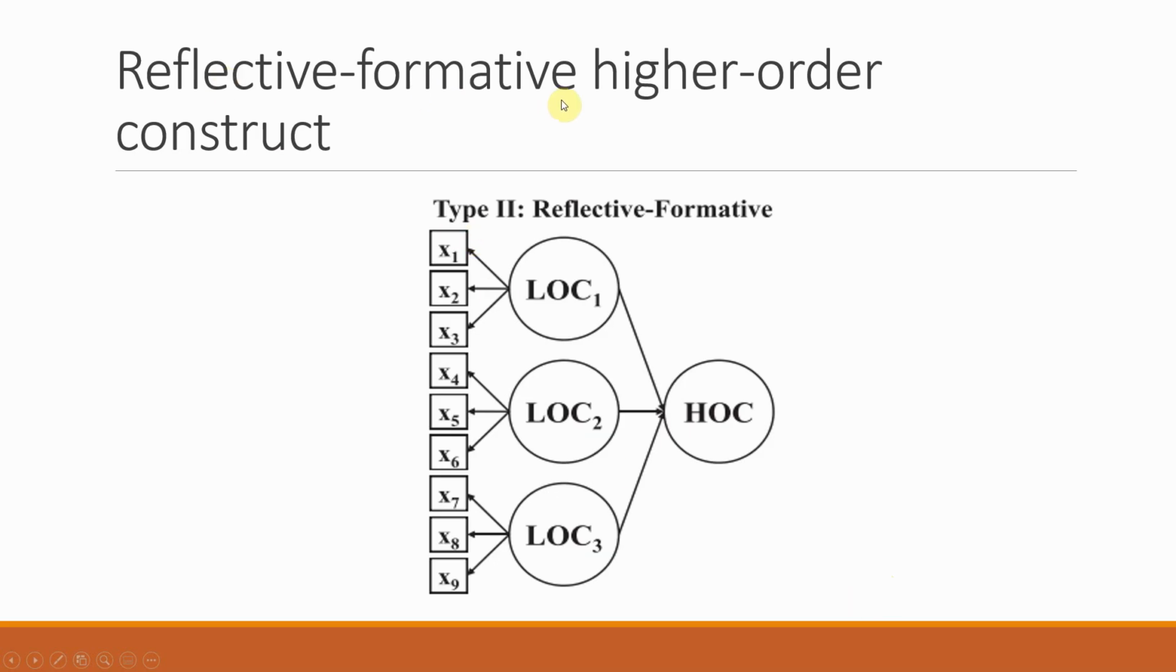Now, a reflective formative higher order construct. This is type 2 of the reflective formative model, or type 2 higher order construct. If you could see, these are three lower order constructs and this is one higher order construct. The lower order constructs are reflective, whereas the higher order construct is formative. So, reflective, formative. These three lower order constructs form the higher order construct.